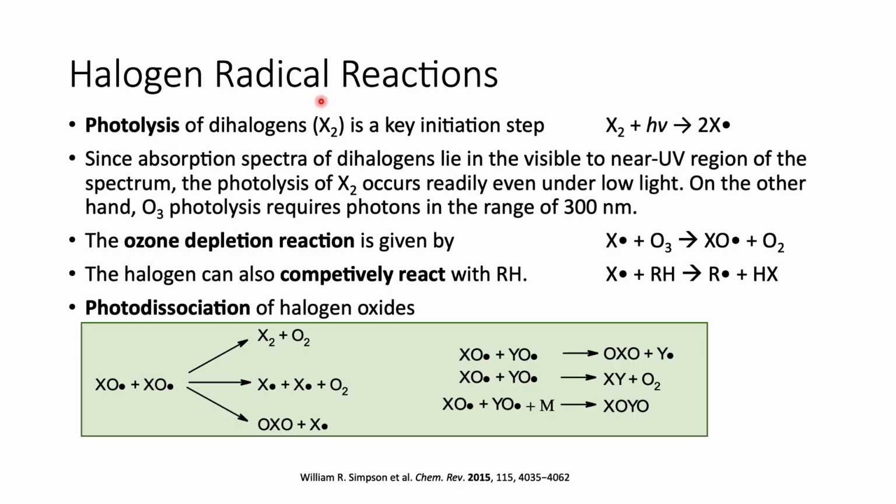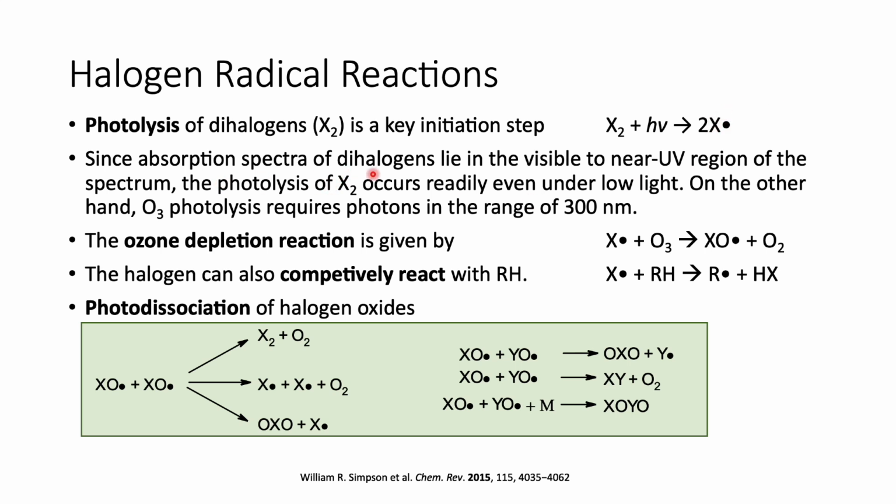So what are the halogen radical reactions? Photolysis of dihalogens is a key initiation step, because this is how the halogen radicals are generated. X2 plus h nu gives 2X dot. So this is the source of the X dot in the main reaction. So this further reacts with ozone.